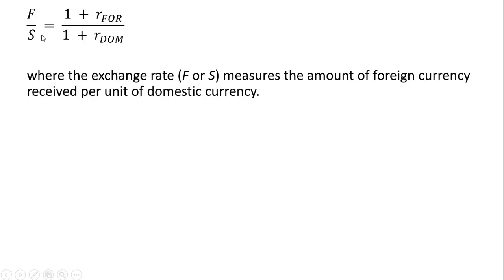Just in general, if you're looking at foreign and domestic currency, the exchange rate, F or S, measures the amount of foreign currency received per unit of domestic currency. In the numerator here, we have the foreign interest rate. In the denominator, we have the domestic or home country interest rate on a similar type of bond. Okay, that's it. I will stop here.